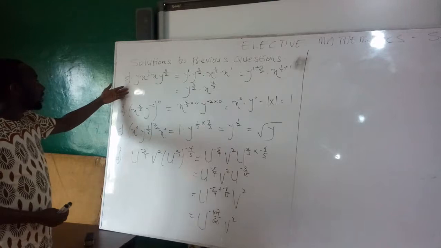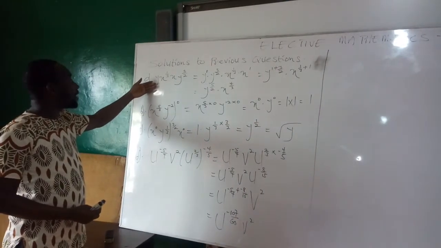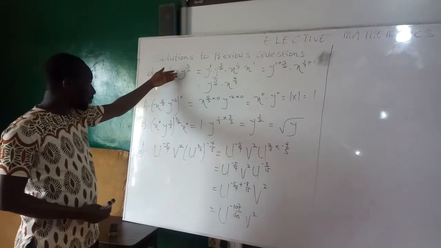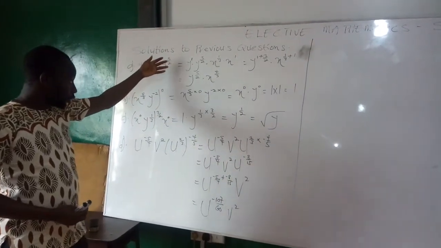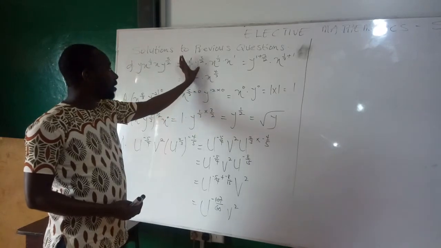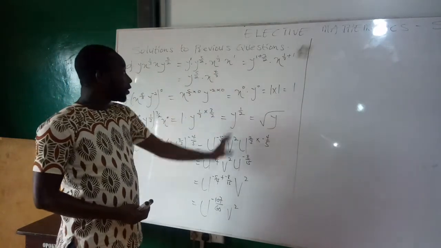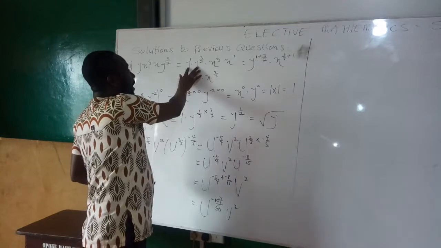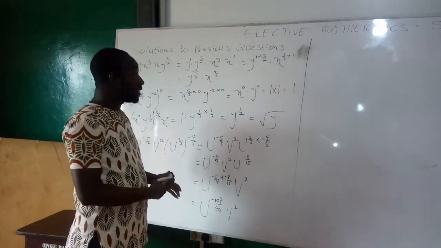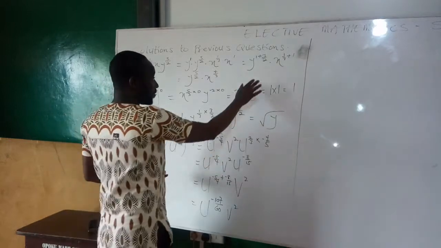So the first one, you are given y times x exponent 1 over 3 times x times y exponent 3 on 2. So when we simplify, we group the y terms, we bring them together, then we bring the x terms together. So now, the y's are multiplying, and we stated that when the numbers with the same base are being multiplied, their indices or exponents are added. So we have it over here.